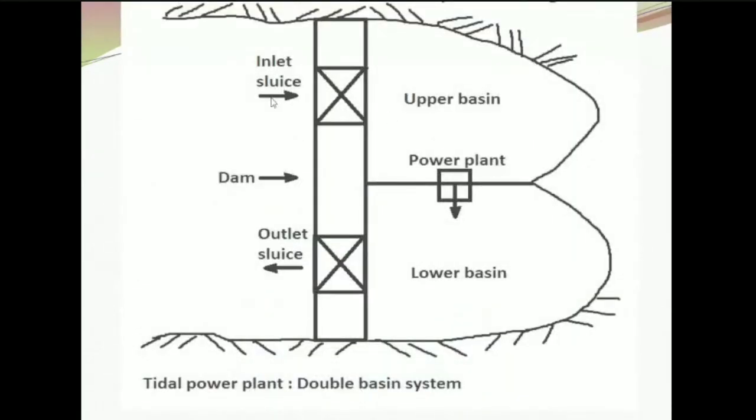So, during flood tide, the upper basin is filled. When sufficient head is attained, water is allowed to flow to the lower basin with power generation. When there is ebb tide, water is allowed to flow to the sea from the lower basin. When the minimum of ebb tide is reached, all the gates are closed. When flood tide occurs again, the water is allowed to enter through the inlet sluice, the upper basin gets filled, and this repeats. These are the classification and working of various tidal power plants.